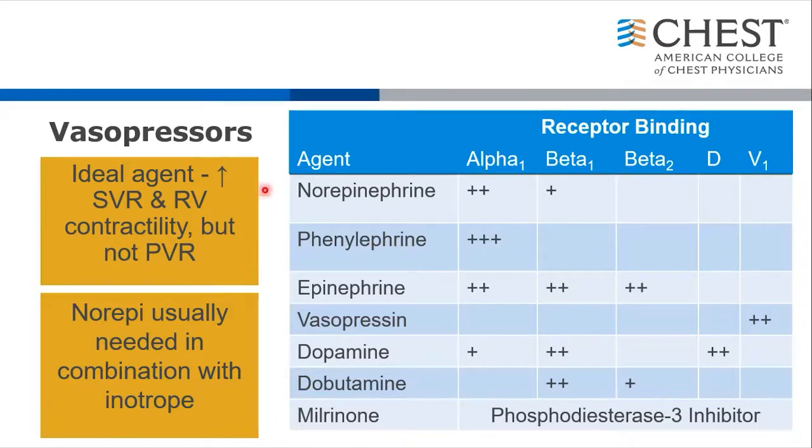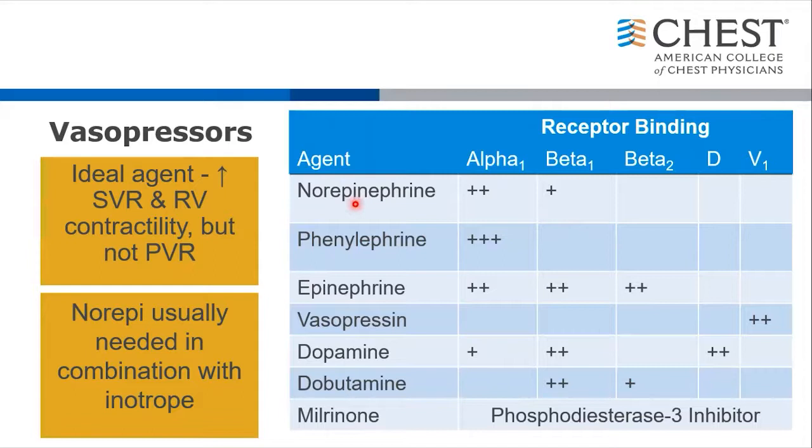Now, in a perfect world, you'd want to use an agent that increases the systemic vascular resistance and the RV contractility, but not the pulmonary vascular resistance. Now, that's a harder thing to do because a lot of these pressors that we use that affect alpha, thereby increasing SVR, also cause pulmonary vasoconstriction. So you have to sort of use them in balance and pick an agent that maybe does a little bit of alpha to increase your SVR, but also will hit the beta 1 receptor to cause some increase in contractility.